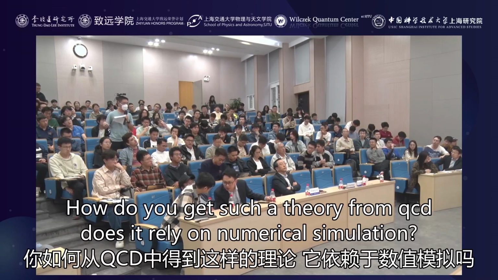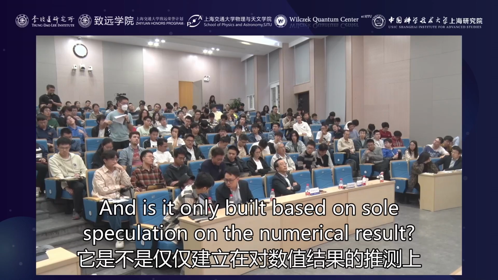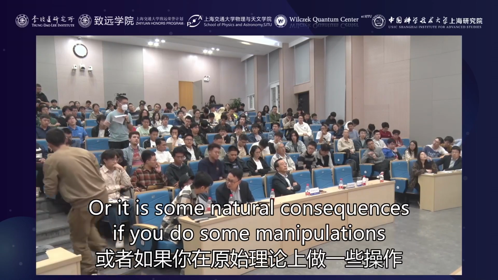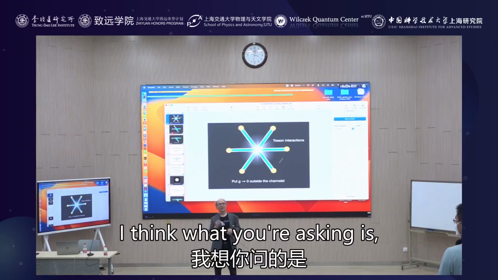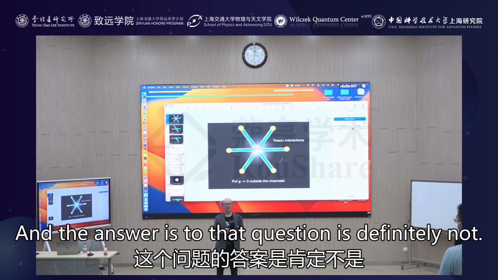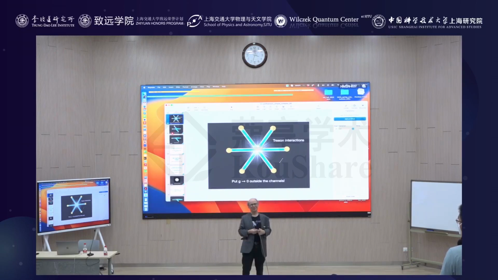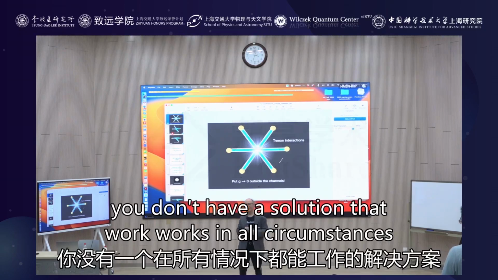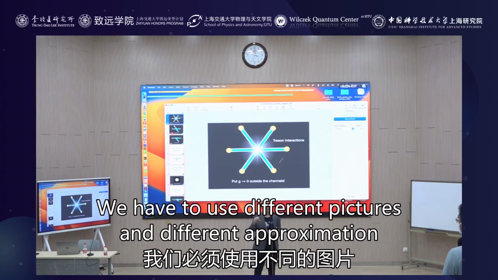Does it rely on numerical simulation, and is it only built based on speculation on the numerical result, or is it some natural consequence if you do some manipulations on the original theory? Okay, I think what you're asking is, do we have an exact solution of QCD which will answer all questions? And the answer to that question is definitely not. It's like asking if we have a solution to chemistry. No, you don't have a solution that works in all circumstances to describe all processes. We have to use different pictures and different approximations in different circumstances.